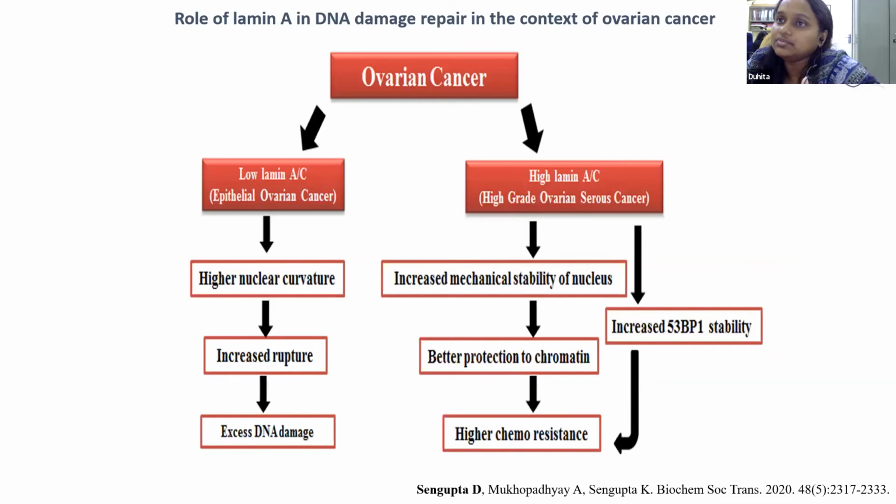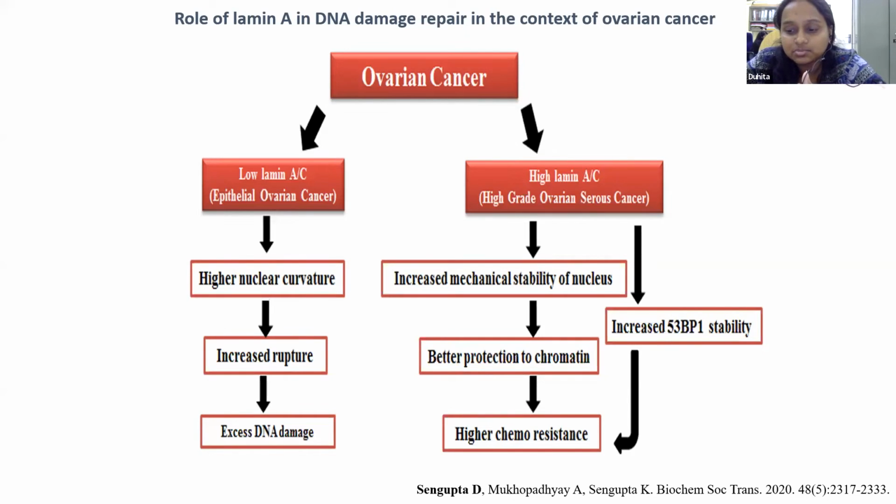So in this case, from the literature studies, it has already been reported that a system having lower expression of lamin A will have higher nuclear curvature, which in turn will lead to increased rupture and excess DNA damage. But when the system has higher expression of lamin A, that will result in increased mechanical stability and better protection to the chromatin, which will result in higher chemoresistance. Not only that, higher expression of lamin A will result in increased stability of the repair proteins, which in turn can result in higher chemoresistance.